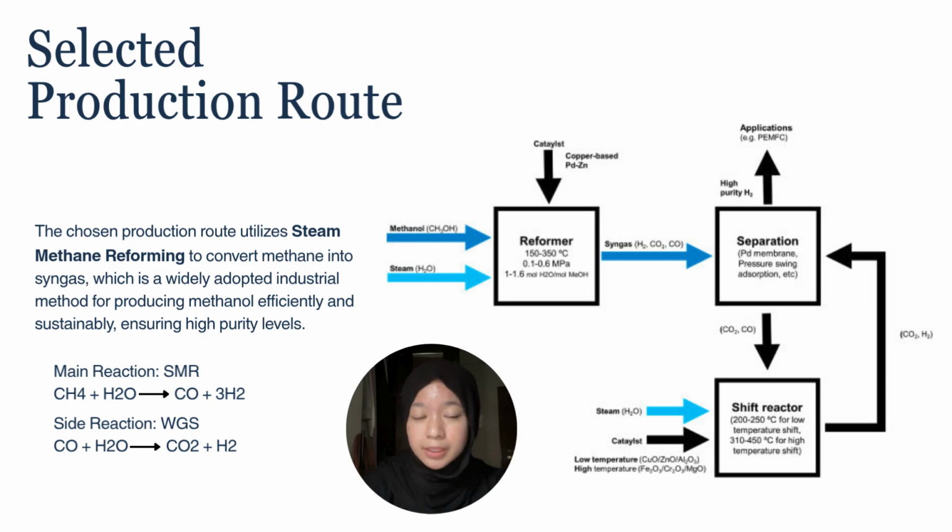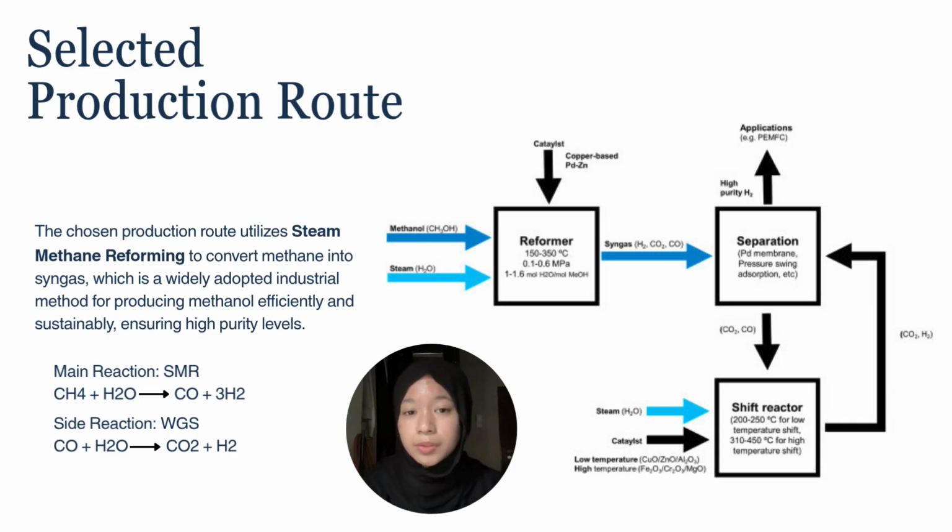So, the process begins in the reformer, where the methane and steam are reacted at high pressure, specifically between 0.1 to 0.6 megapascal, and temperatures ranging from 150 to 350 degrees Celsius. We utilize a copper-based lead-zinc catalyst here to facilitate the conversion of methane into syngas, which is a mixture of hydrogen, carbon monoxide, and carbon dioxide.